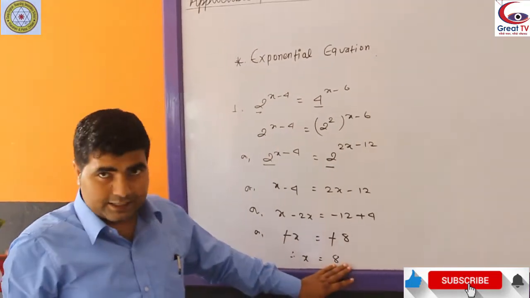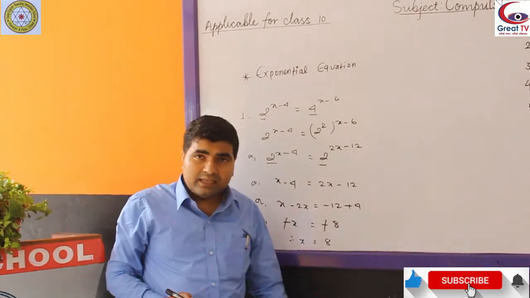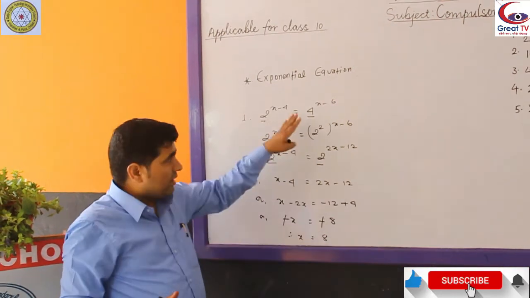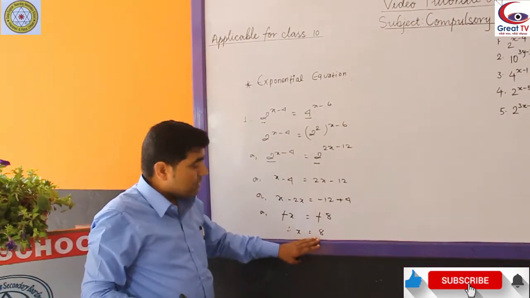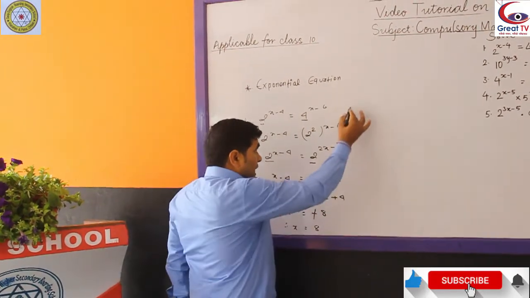Is this one correct or not? You can put the value of x in this equation. If the LHS and RHS are equal, that means the solution of this question is correct. This solution satisfies this equation. Yes, it is true. Now the second one.